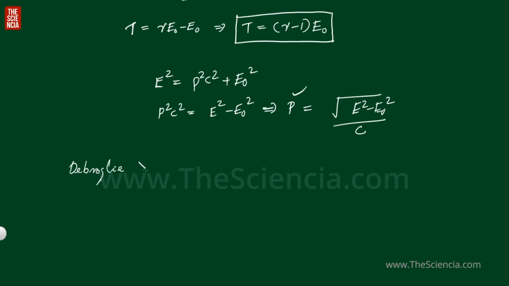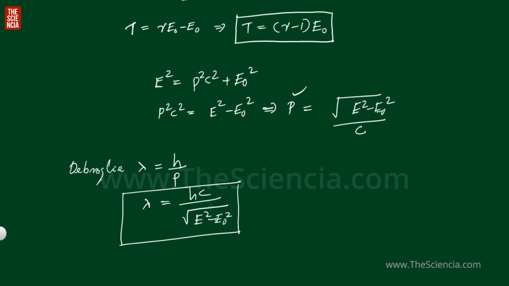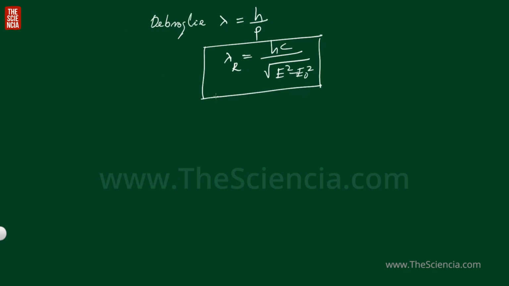What is the de Broglie wavelength? That is lambda is equal to h by P. Here lambda equal to h by P is hc divided by root of E square minus E0 square. This is the de Broglie wavelength for a relativistic particle. Okay. And I can express the de Broglie wavelength for the relativistic case in another way also.